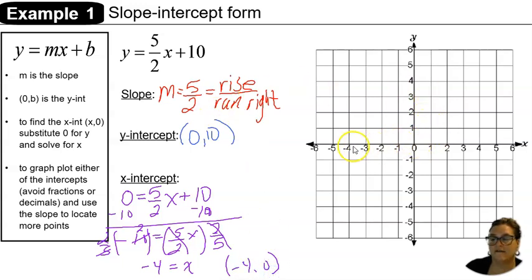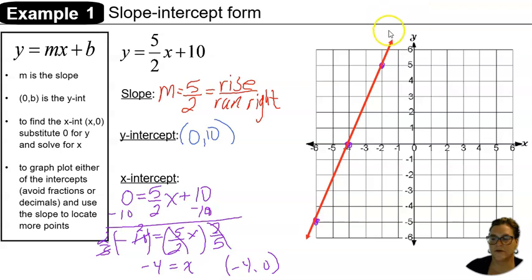So I can come over to my graph, go to (-4, 0), and plot my x-intercept. Then I can use my slope, 5/2. So starting at my x-intercept, I'm going to rise 1, 2, 3, 4, 5, and I'm going to run to the right 1, 2, and plot a point. I could also go down and to the left. So I go down 1, 2, 3, 4, 5, and to the left 1, 2. And there is another point on my line. So this is the graph of the line y = 5/2 x + 10.